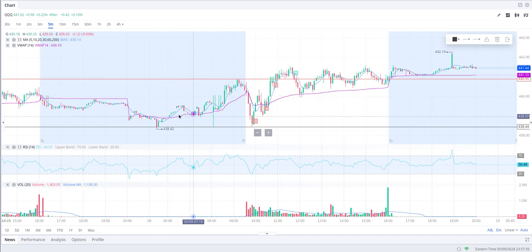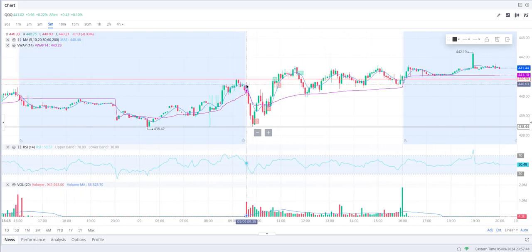But yeah, once I noticed that, I was too preoccupied to take the morning short. So once I missed this move right here, I just waited. I was like, I'm just going to play the bounce. So with that being said, this is a 5-minute chart.